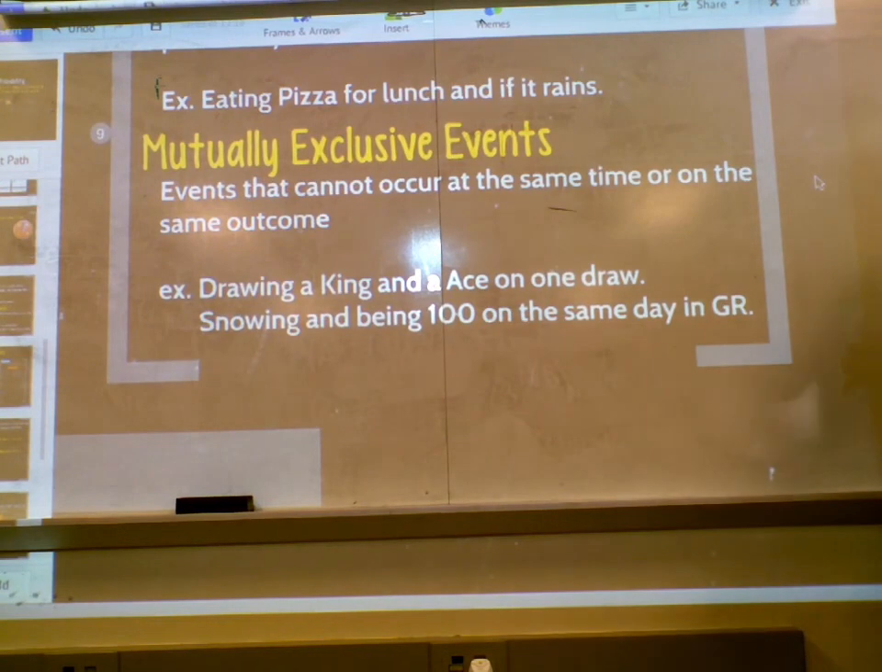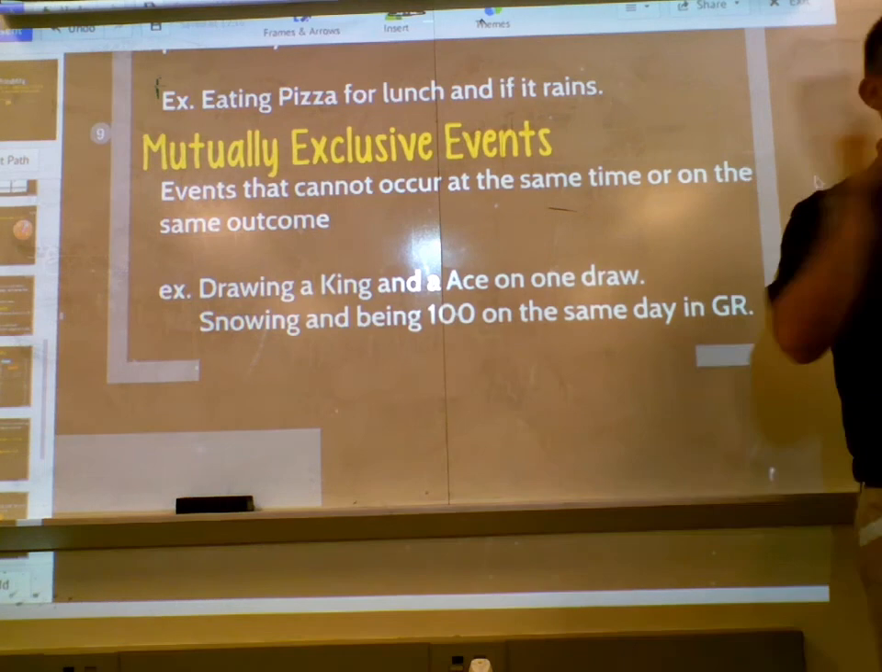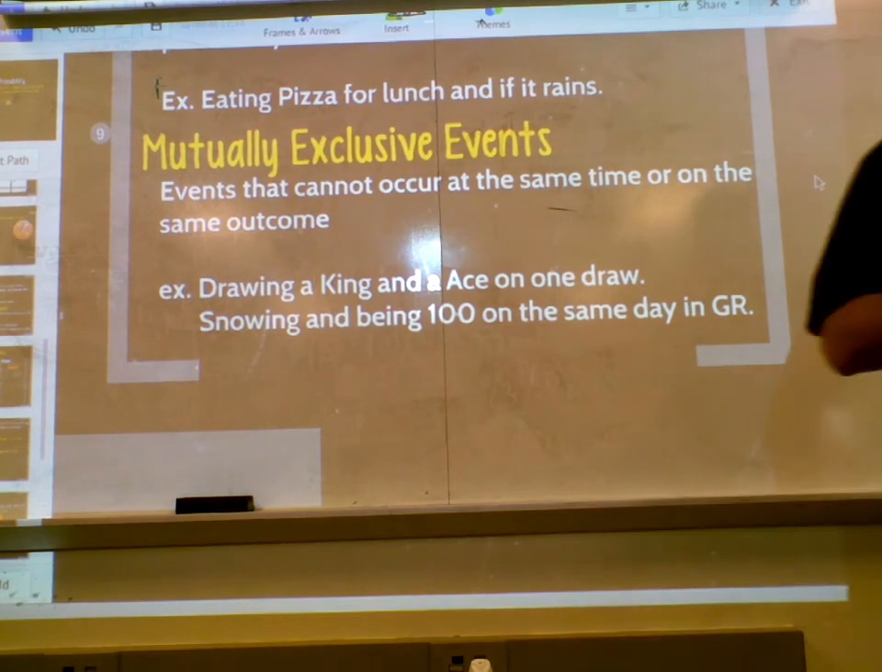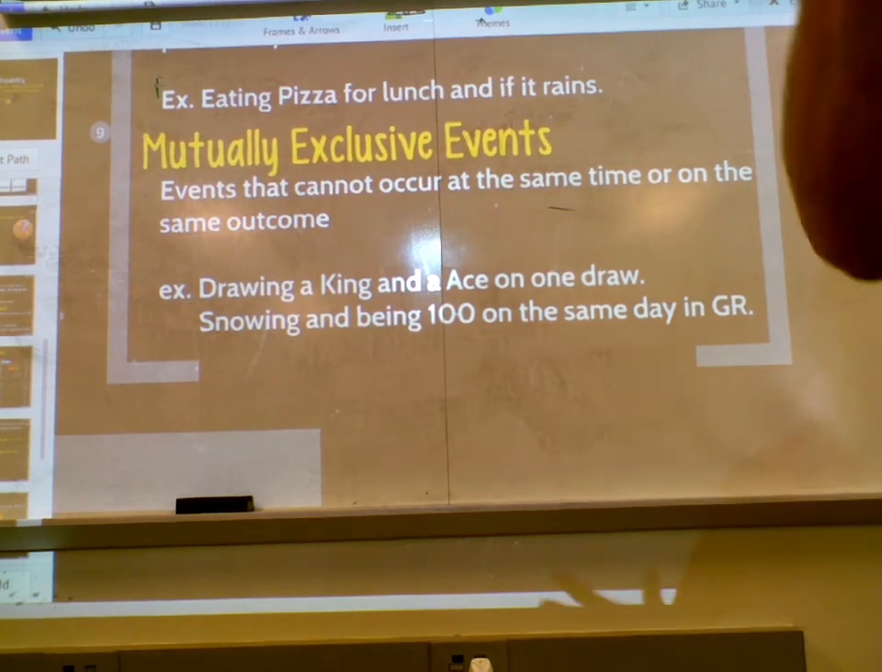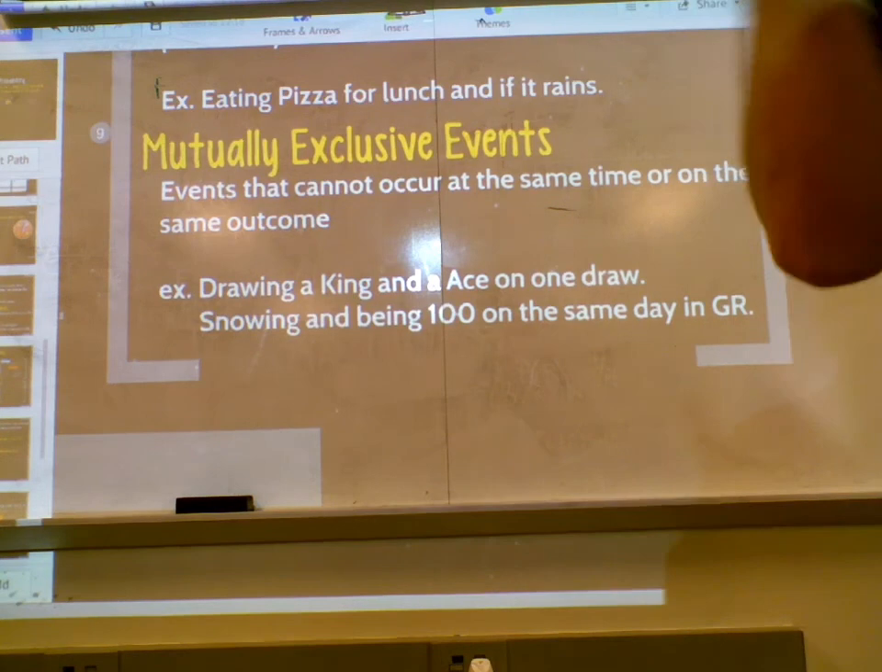The spinner has A, B, C, D. Okay, good. You can't spin an A and a D on the same spin, right? That make sense? Guys, that make sense? Oh, I got one. Running and walking at the same time. Can't run and walk at the same time, okay? So it'll be a real world example.